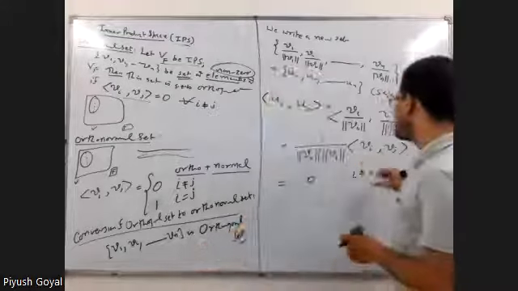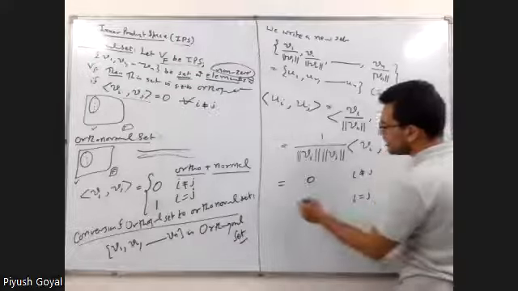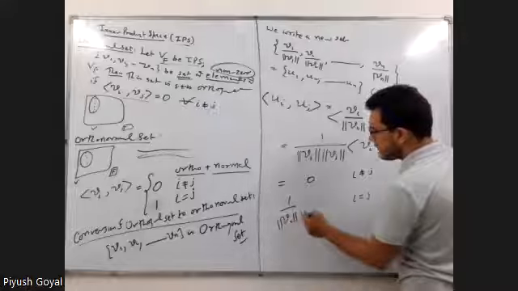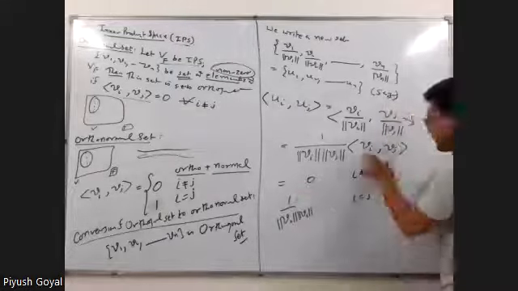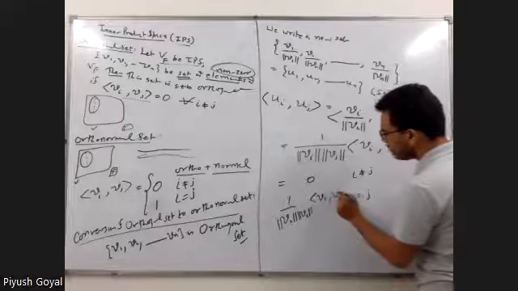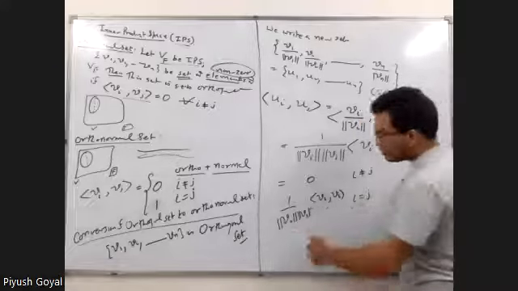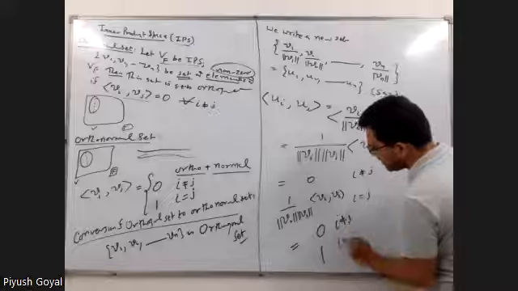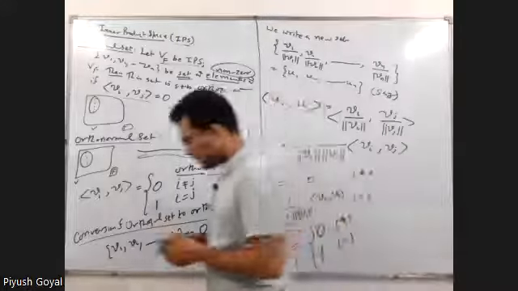This inner product will be equal to 0, and if i is equal to j, then this thing will be 1 upon vi norm and vi norm again. This thing is vi and vi, vi and vi. So what is this? Norm square. What is this? Norm square. So it will become 0 and 1, for i not equal to j and i equal to j. I hope this thing is clear to everyone. This is very easy.